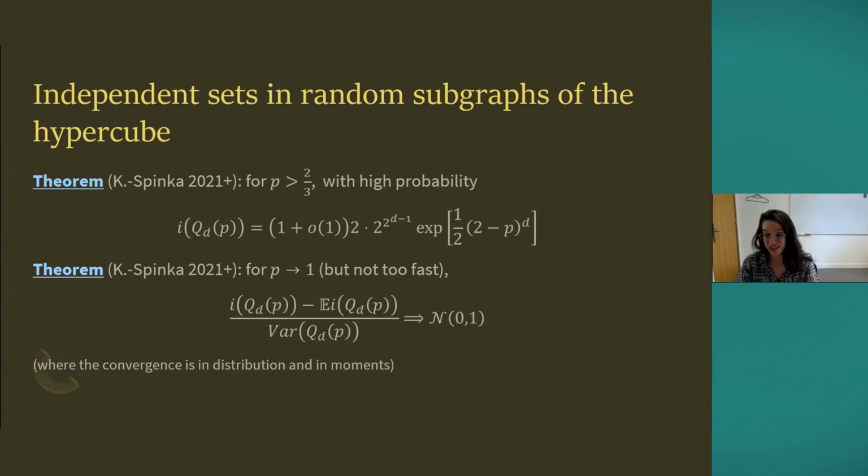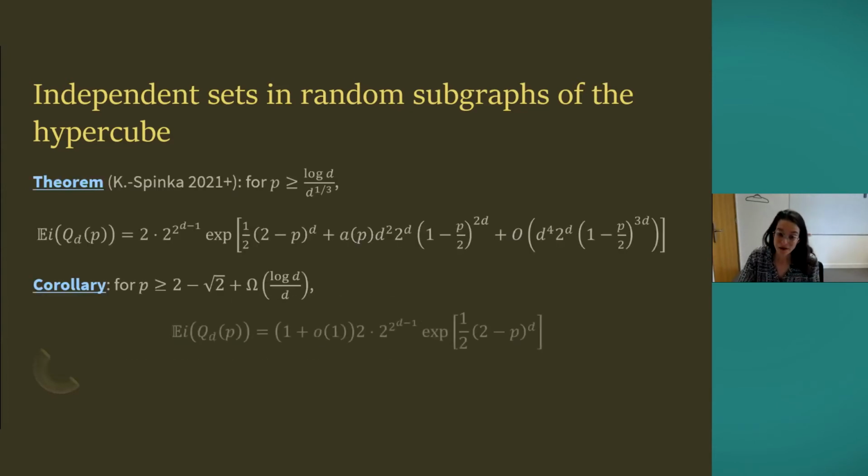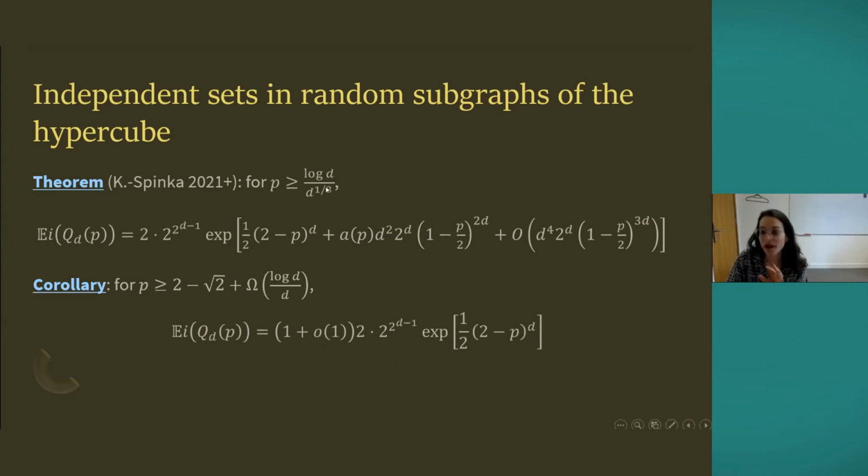This is a good question. I don't really know. I cannot promise, but maybe it's related that the connectivity threshold in the hypercube is 1 over D. If you ask me to guess, that will be my guess, that maybe this theorem can be improved up to 1 over D.